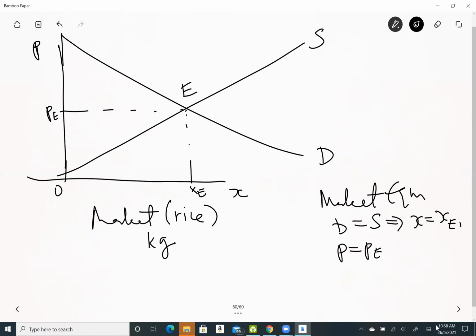Right. So now, what is the price you pay? What is the price consumers pay in the market, in this market here? What price do we pay to get the rice? How much? What is the price you pay?